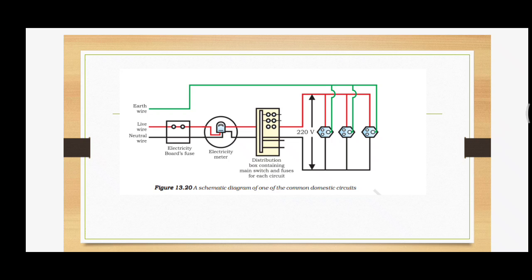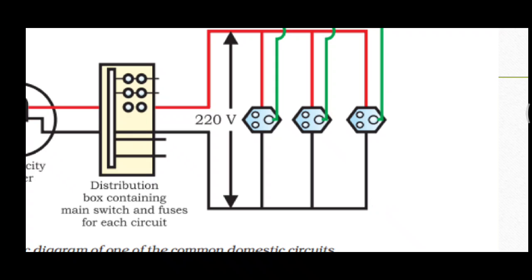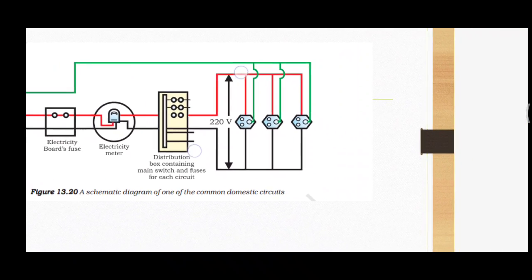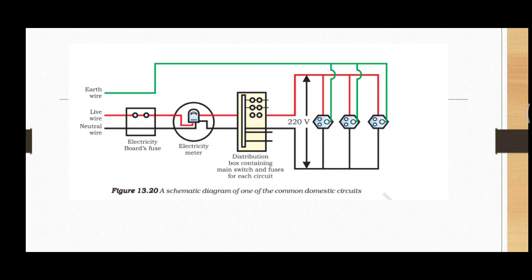So the earth wire is connected directly to the upper portion of the plug. And the live wire, which you can see is red in color, passes through the electric board fuse initially, and thereafter goes to the meter, then the main switch, and then towards the appliances, or we can say the electric plugs. And the neutral wire also comes in, and it is black in color. The neutral wire is black in color, and it also goes to the appliances.